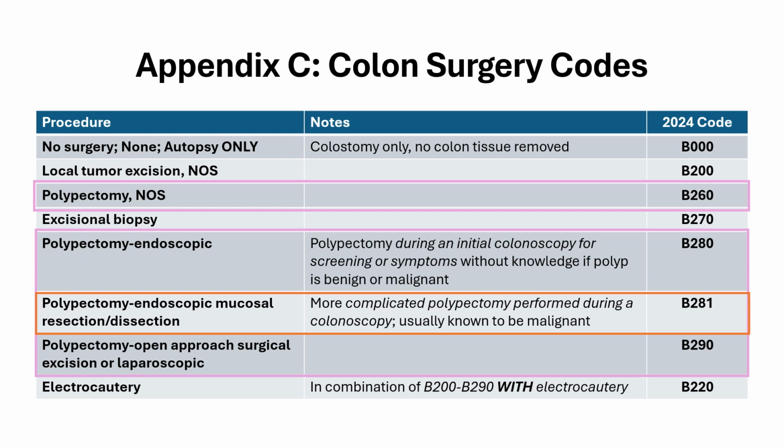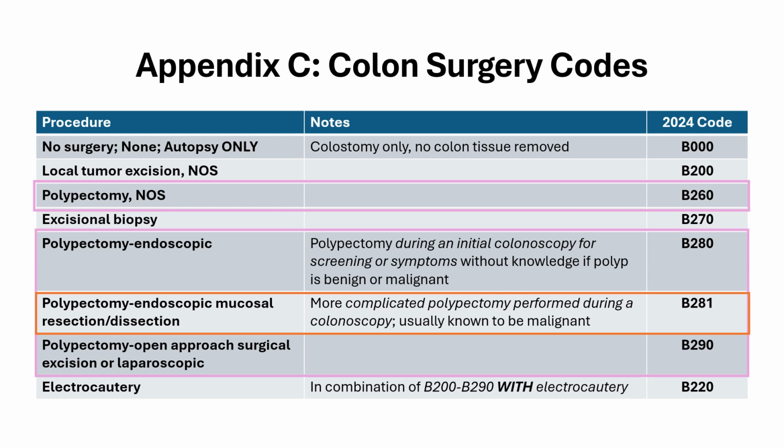Then we have a polypectomy endoscopic. Now this polypectomy is done during the initial colonoscopy for screening or for symptoms. And the knowledge is we don't know if this polyp is benign or malignant. So if a polypectomy is performed during the initial colonoscopy for screening or due to symptoms, and we don't know, the surgeons aren't sure what this is going to be, this is coded to B280.